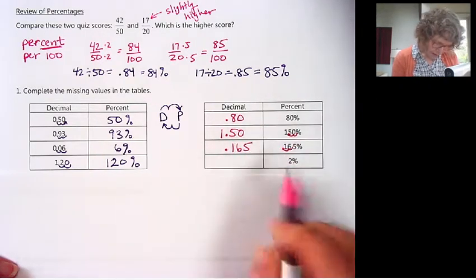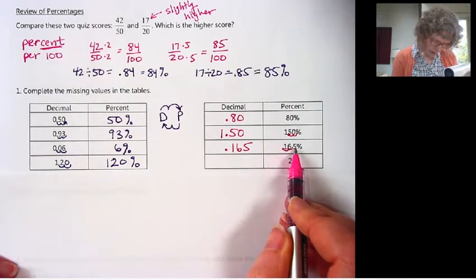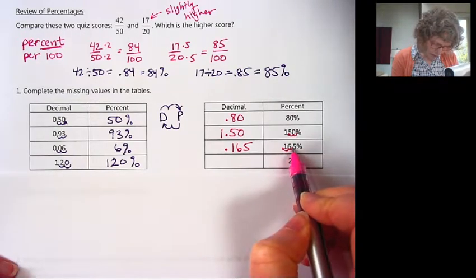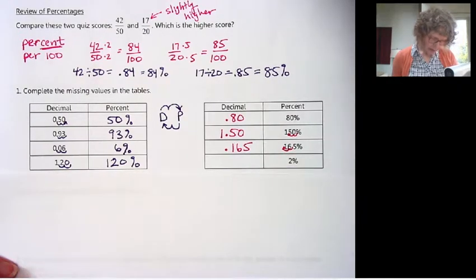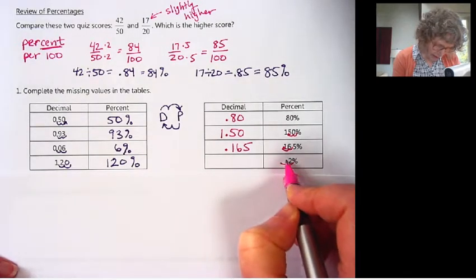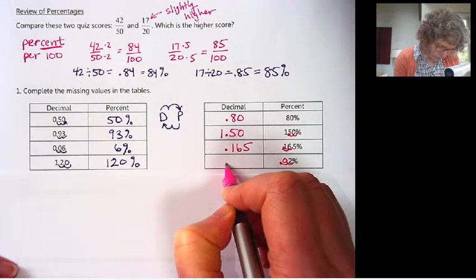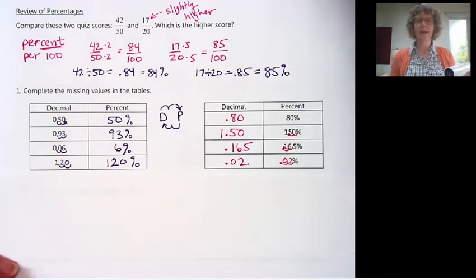0.165. 3 digits there, right? But it's not over 1, it's 16.5%. So wherever the decimal is, I go 2 to the left, and that's where it's going to land. And then 2%, I'm going to have to add a 0. 0.02. Okay, so that's a little review of decimals and percentages.